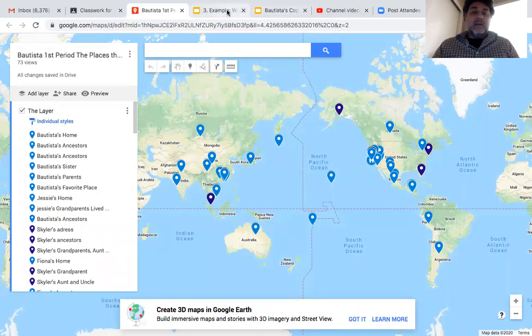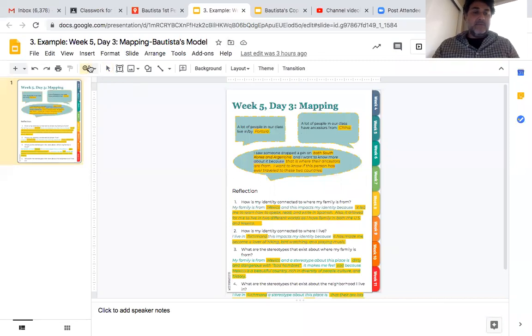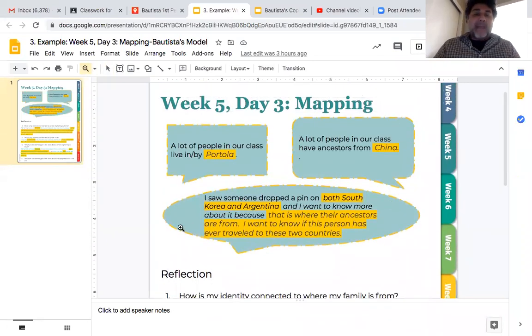Now, taking a look at the assignment, you're going to see some questions. Let's take a look at the top half of our assignment. A lot of people in our class live in or by, okay. A lot of people in our class have ancestors from, and then I saw someone drop a pin on, and I want to know more about it because. I went ahead and studied the map already, and I was able to type in the responses. This is what I did to obtain this information for my responses.